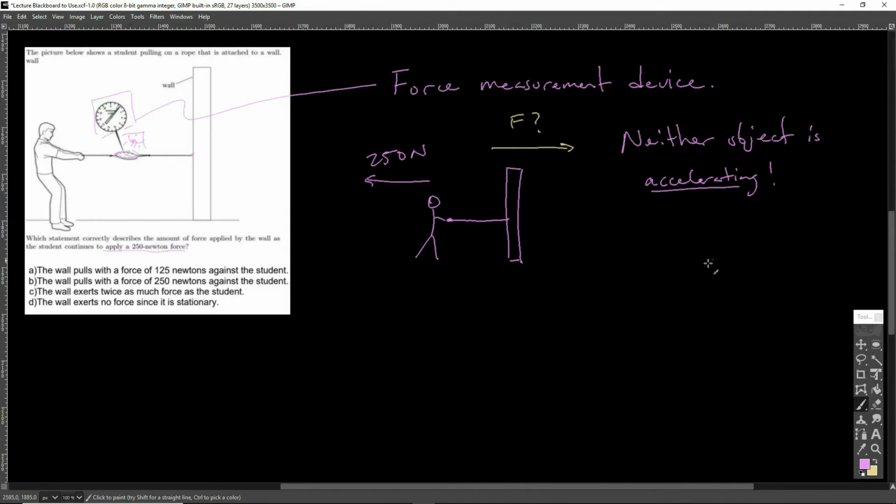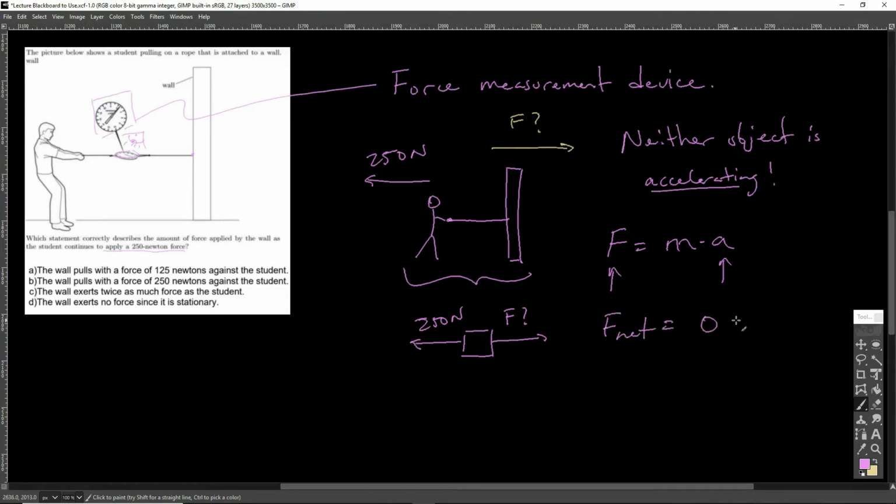Okay. What did we need? What was required in acceleration? It was Newton's second law. F is equal to m times a. The answer lies in here. So if neither object is accelerating, then they must not be feeling a net force. Otherwise, they would both start accelerating in one direction, because this whole thing is really a box with one force of 250 newtons acting to the left, and another force that we don't know pulling to the right. And we know that the net force acting on this box has to be 0 newtons, because no acceleration.